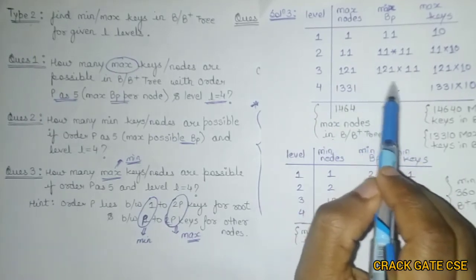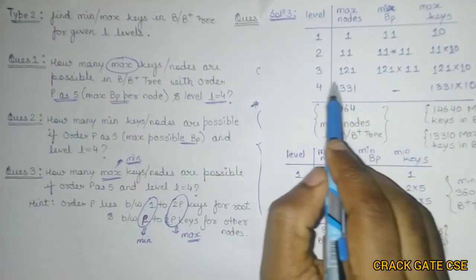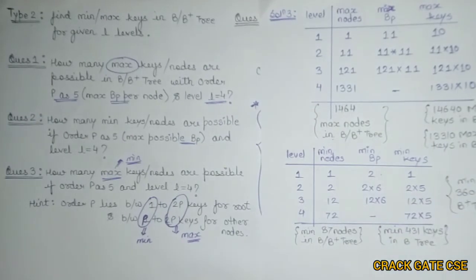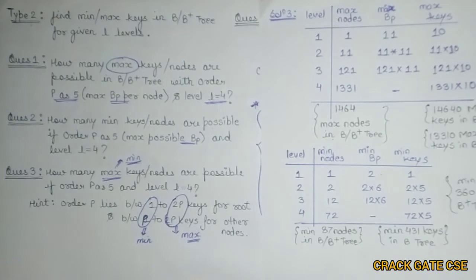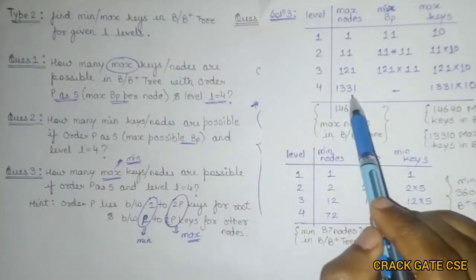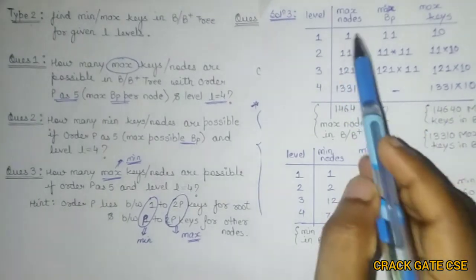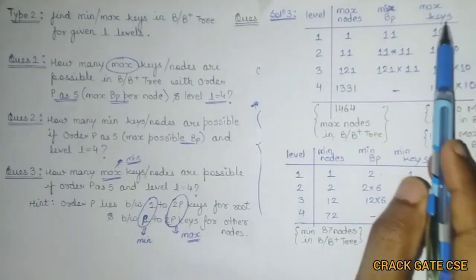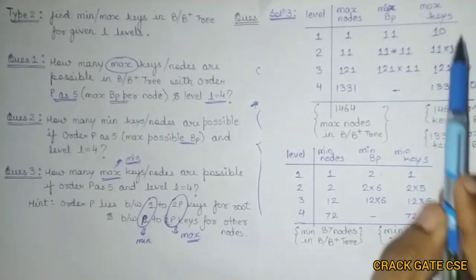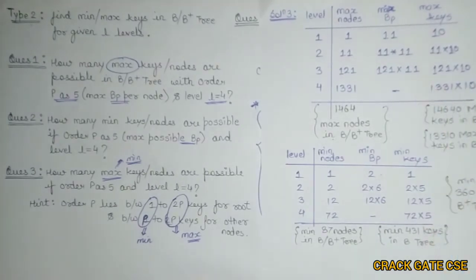If that many maximum block pointers are possible in the upper level, then the same number of nodes can be possible in the current level. So 1331 maximum nodes are possible. And how many keys are possible? 1331, and each node can have 10 keys. So sum all of these values, that will be the maximum nodes in B and B plus tree. Sum all these values, this will be the maximum number of keys for B tree, and this can be the maximum number of keys in B plus tree.